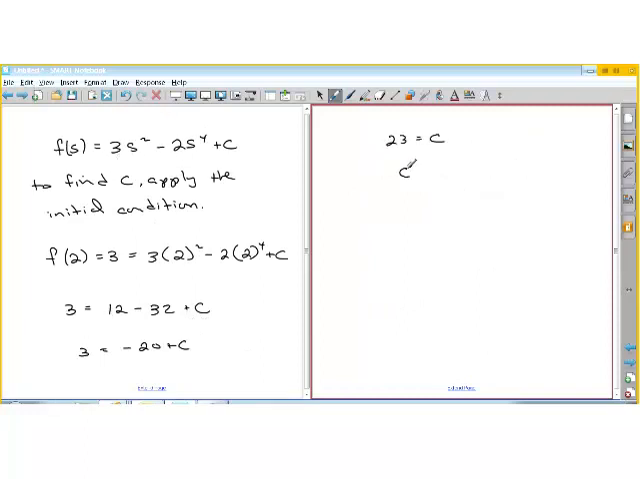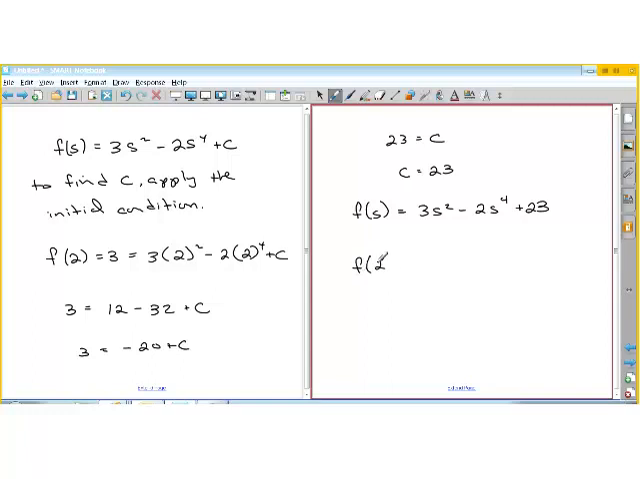And then you add 20 to both sides. So you get c is equal to 23. So our solution is going to be 3x squared minus 2x to the fourth plus 23.